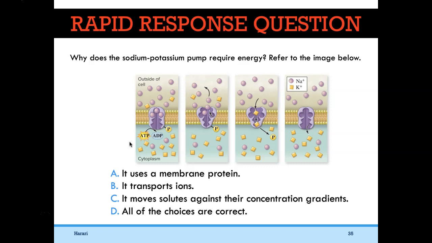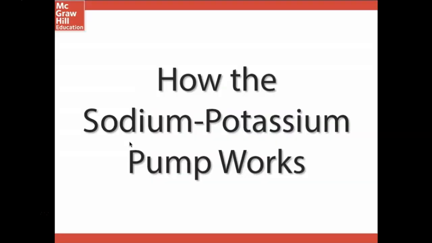Right, and the answer is C. Because it moves solutes against the concentration gradients, that's why energy is required. It's not because ions are being transported, and it's not because of membrane protein. Right? The reason why it's active transport and requires energy is because we're transporting solutes against their concentration gradient. We're going from low concentration to high concentration.